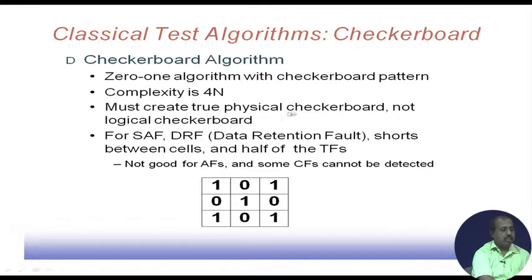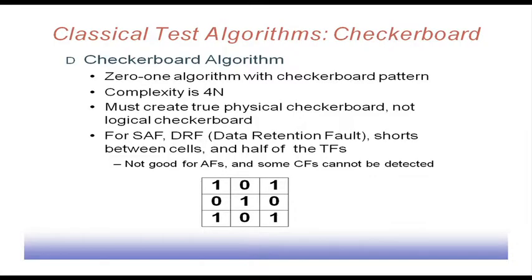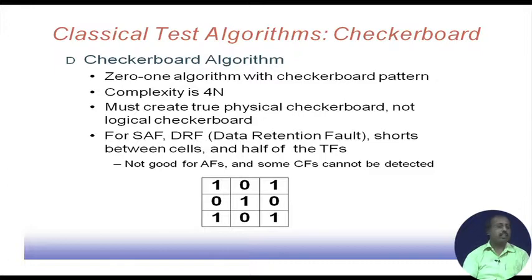This point is important. It says that you must create a true physical checkerboard, not a logical checkerboard. What it essentially means is that if we have, say, a memory of 1024 locations, you can break it into a 2D form in different ways. It is not mandatory that a particular cell I and the cell I plus 1, which are logically close to each other, will also be physically close to each other. They may be far away in the actual layout. So, in the actual layout this checkerboard has to be created. It is not a logical checkerboard, but a physical checkerboard that we have to do.